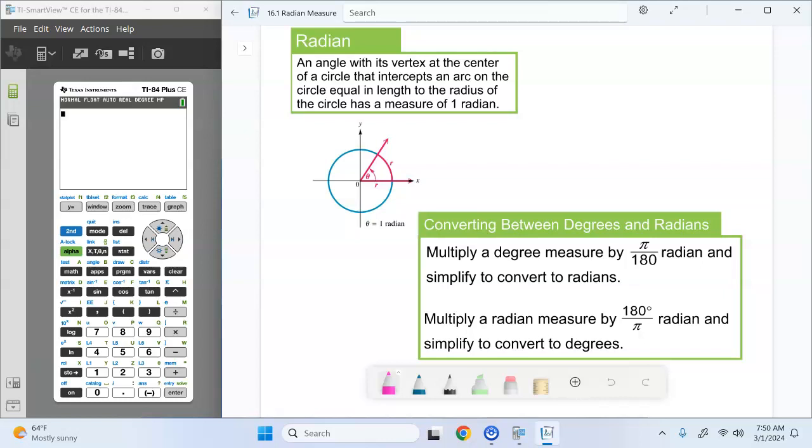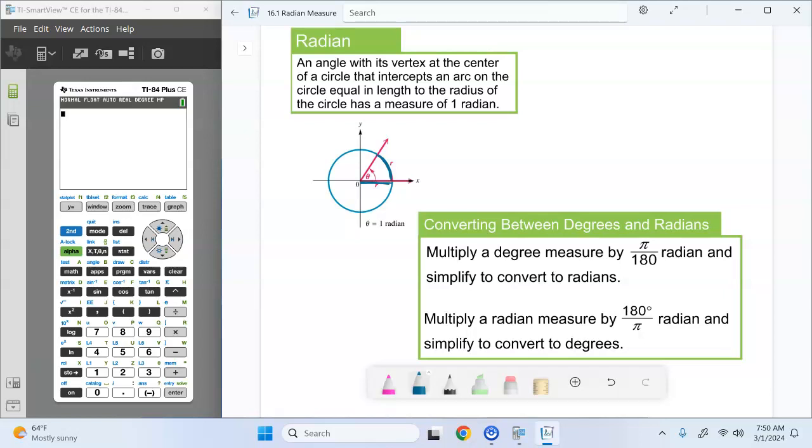So the measure of the rotation, this value right here, 1 radian, is relative to the radius of the circle. There's not one specific length for a radian. I can't say that a radian is 1 centimeter or 3 inches or whatever. It's relative to the circle. So the larger a circle gets, the larger 1 radian becomes. So it's relative to the radius of any given circle. We can convert back and forth between degrees and radians with a very simple ratio.